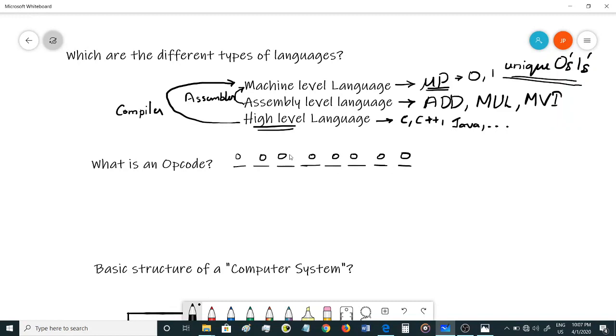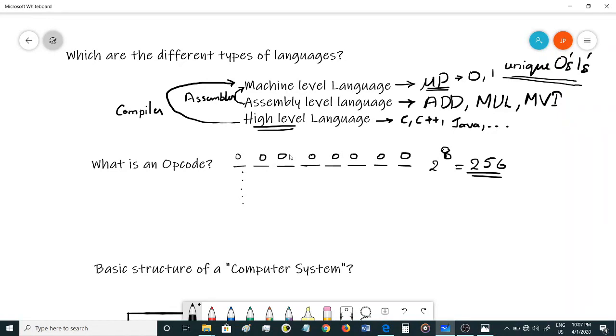How many combinations are there? 2 to the power 8 different combinations, isn't it? Unique combinations. So you can have a maximum of 256 different instructions if you have an 8-bit opcode, because there are 256 unique combinations that you can make out of these 8 bits. Is that clear?